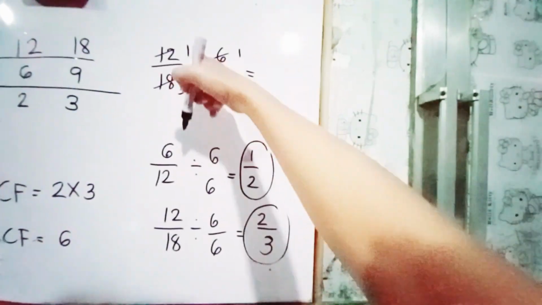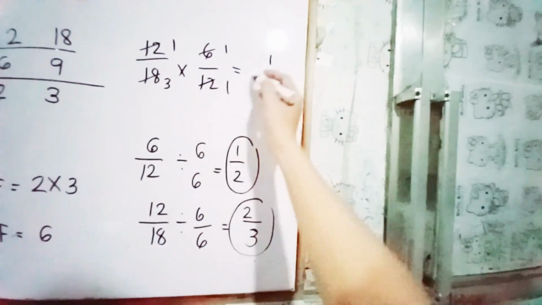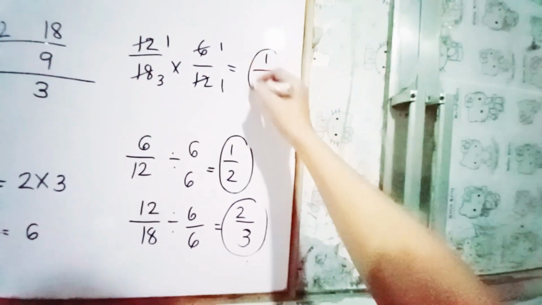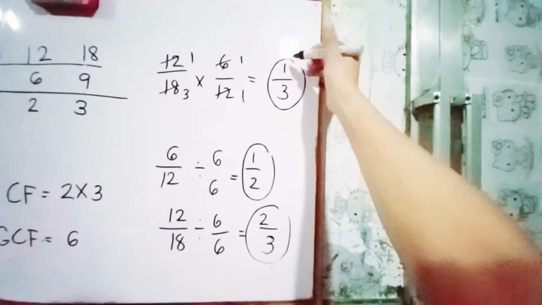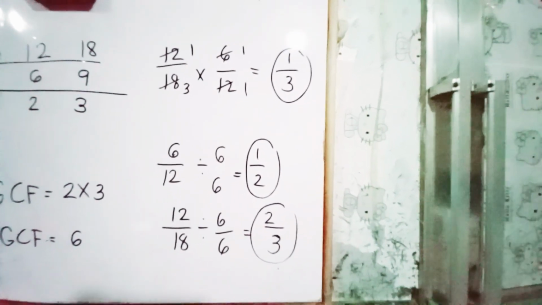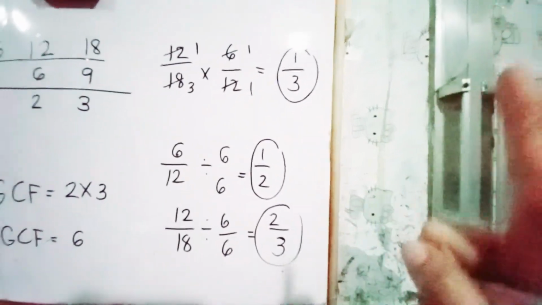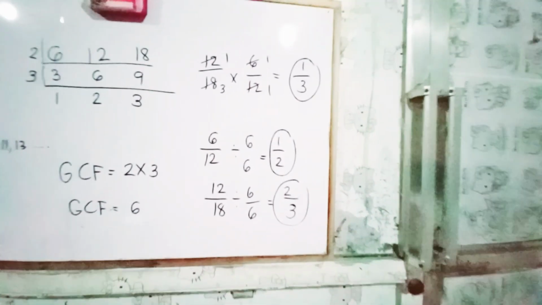Okay, so we can now multiply. 1 times 1 is 1. 3 times 1 is 3. See? When we use the cancellation method, it's easy for us to come up with the answer that is already in the lowest term. So these are the uses of GCF.